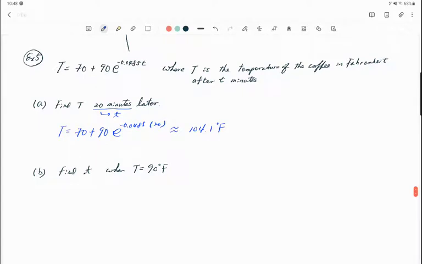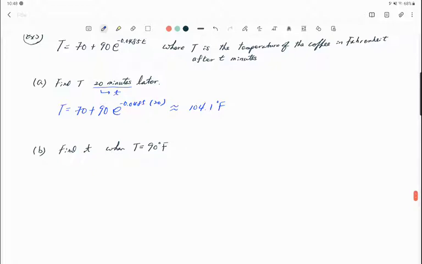Okay, the next one is, this time when the temperature of the coffee is 90 degrees, how long will it take for the coffee to become 90 degrees? So that's what we're looking for. We haven't learned logarithms yet, but using logarithms we can find it. But in this case, use a graphing calculator. We can't do anything further.